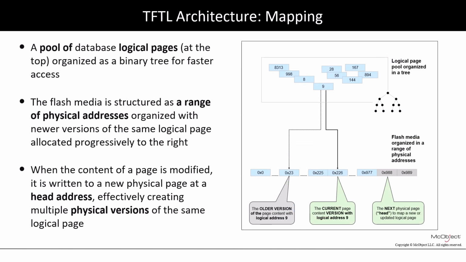Due to the flash requirement erase before write and the copy on write algorithm, physical database pages move around. To simplify, a logical page pool is mapped to a physical page pool. During a transaction, every update operation triggers the copy on write policy, which we see in the diagram here. Logical page 9 was originally mapped to physical page hex 23, but remapped to physical page hex 226 due to the update. Hex 23 remains linked to logical page 9 as a stale page that will be garbage collected later.